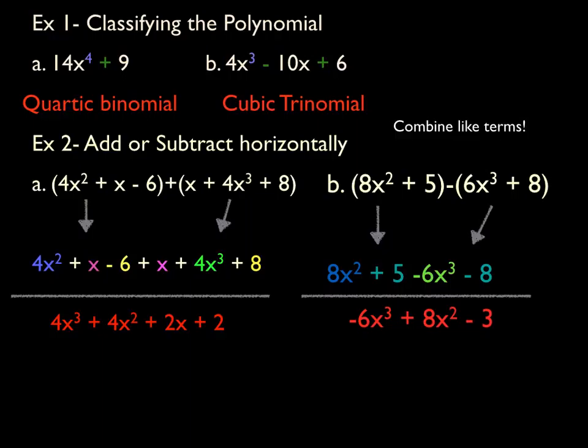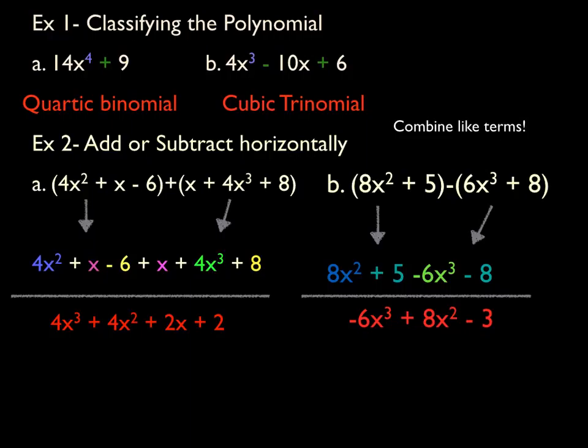For example number 2, we are going to be adding and subtracting horizontally. To do this, what we have to do is first look at the sign that both equations have in the middle. For example A, the sign that both equations have in the middle is plus. When it has a plus, we rewrite the equation exactly the same as it is in the top. After we do this, we have to combine like terms.